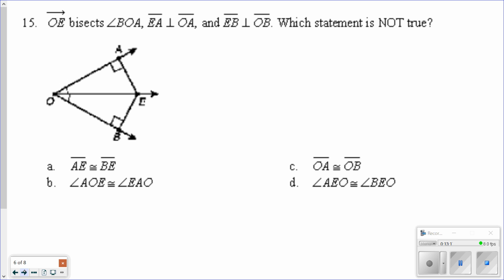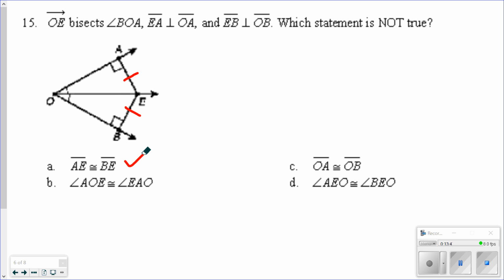All right, next I have a multiple choice question. If ray OE bisects angle BOA and segment AE is perpendicular to segment OA and EB is perpendicular to OB, which statement is not true? Okay, so let's look at our diagram. Is AE congruent to BE? Would these two be congruent? That is yes, so that's true.